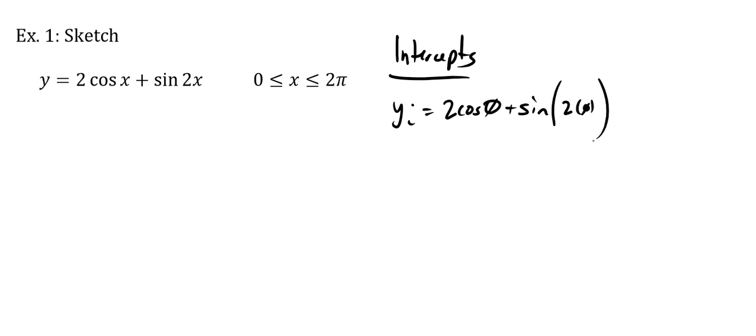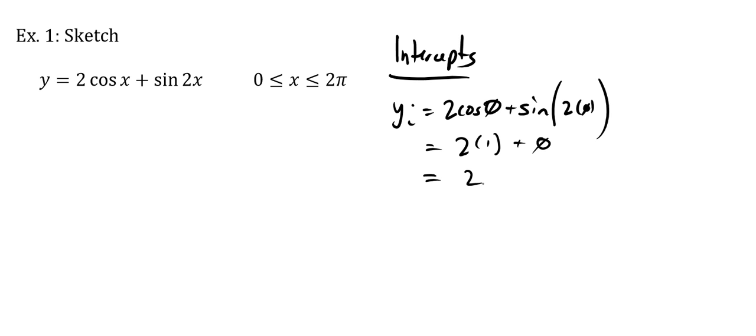And the more that you can do this in your head, not have to rely on your calculator, it's a little bit faster, but you understand it a little bit more, less likely to make mistakes, that kind of thing. But you certainly can use a calculator for something like this. So the cosine of 0 is 1. So that's 2 times 1. The sine of 2 times 0, which is 0, is 0. 2 plus 0 is 2.